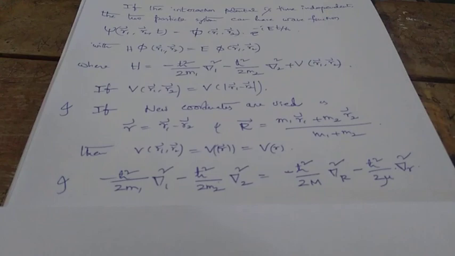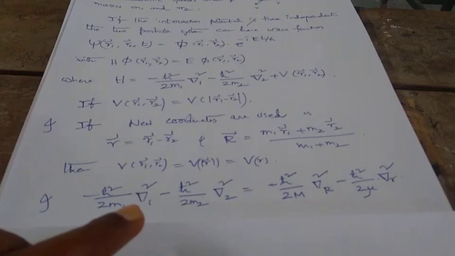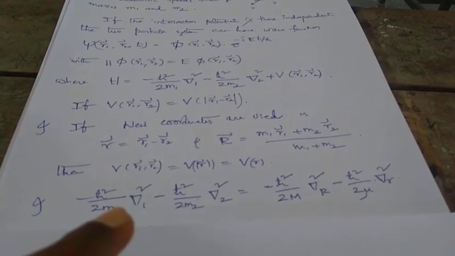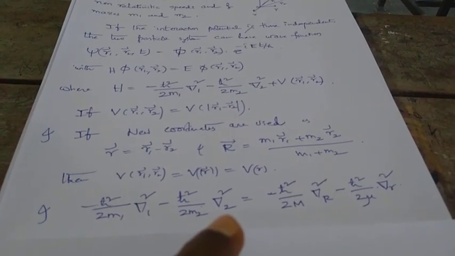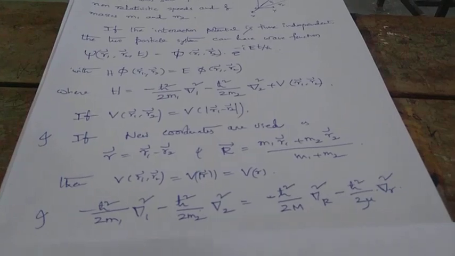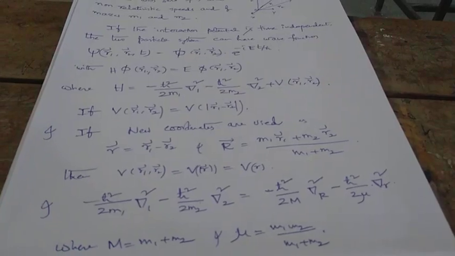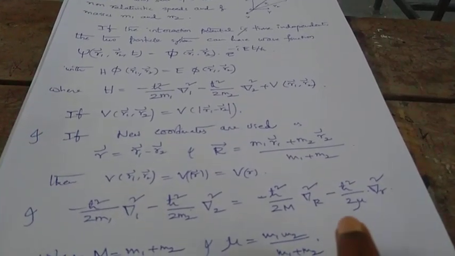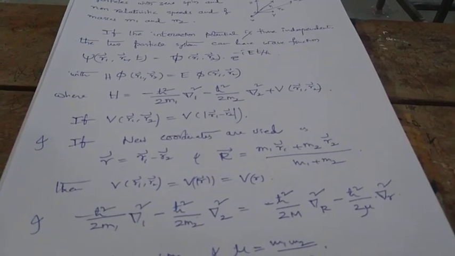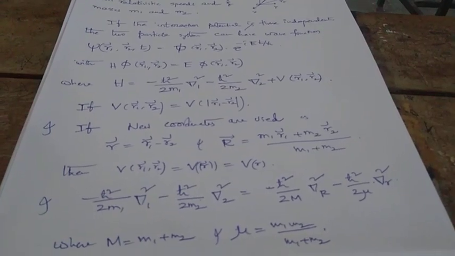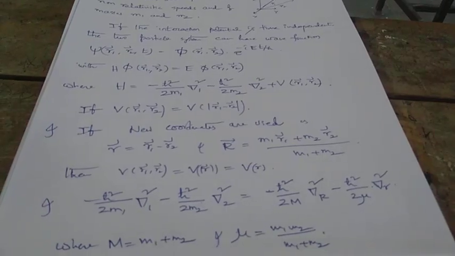And we'll also see that minus h-bar squared by 2m1 times the del squared operator for the first particle's position coordinates, and minus h-bar squared by 2m2 times the del squared operator for the second particle's position coordinates, will be equal to minus h-bar squared by 2M, where M is the total mass of the two particles, times the del squared operator for the center of mass coordinates, and then minus h-bar squared by 2 mu, where mu is the reduced mass m1 m2 divided by (m1 plus m2), times the del squared operator for the relative coordinates.